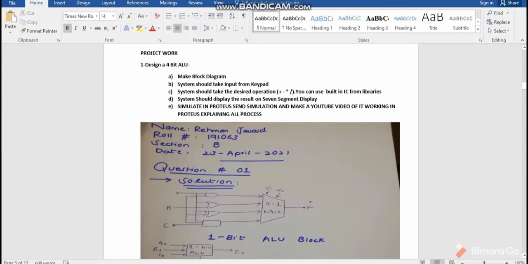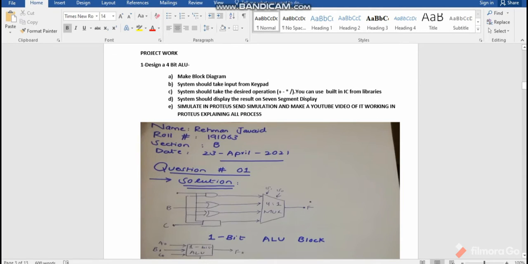So in question number 1 we have to design a 4-bit ALU. ALU stands for Arithmetic Logical Unit. In DLD, ALU performs basically different operations like addition, subtraction and division using different ICs.